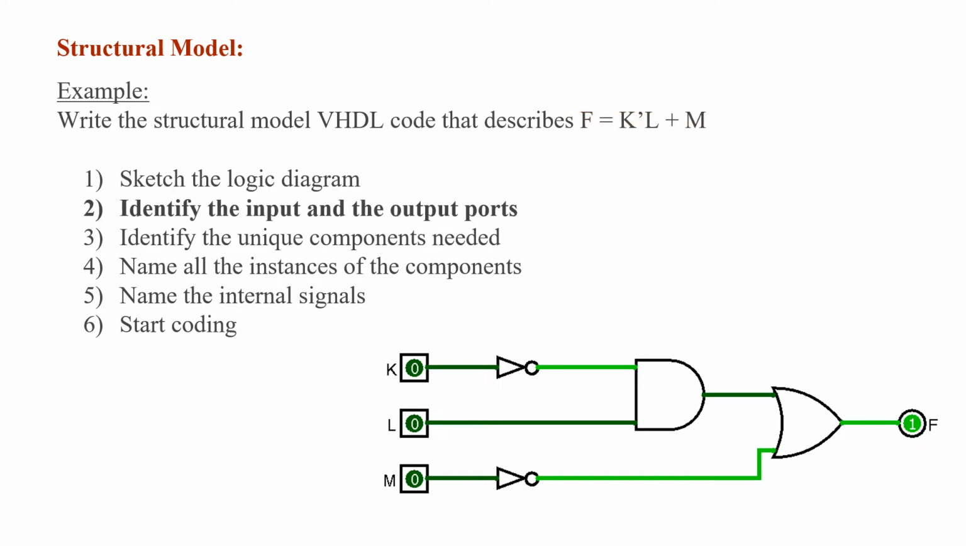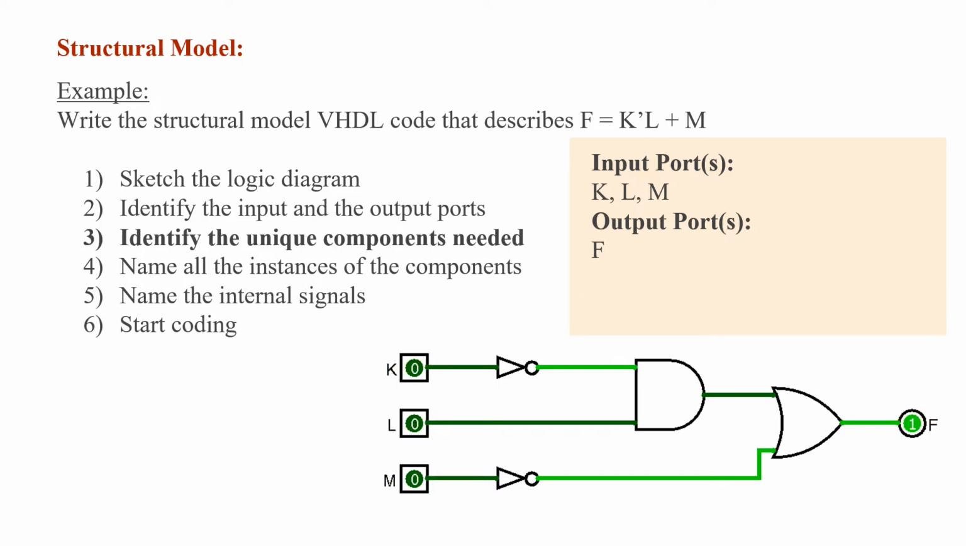In the second step, we'll identify the input and the output ports. From the sketch, clearly, we can tell that we have a total of 3 inputs, K, L, and M, and we have one output port, which is F. So we can list the ports as follows. We have 3 inputs, K, L, M, and one output named F. That is step 2. In step 3, we'll identify the unique components that are needed.